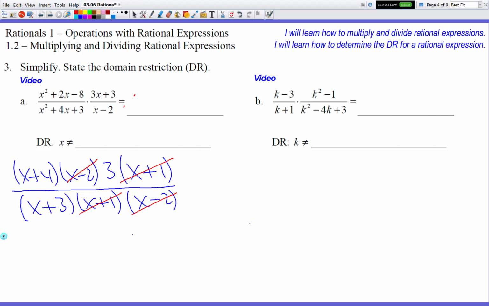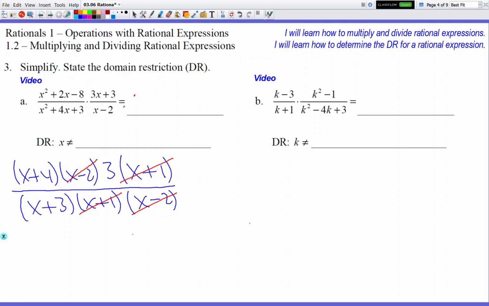You want to try to do domain restriction before you cross things out, because once you cross them out, you're going to think that they are no longer part of your problem. And if you don't think they're part of your problem, you're not going to consider them when you do domain restriction. So let's go back. Let's look at all my parentheses, x plus 3, x plus 1, x minus 2, all the bottom ones.